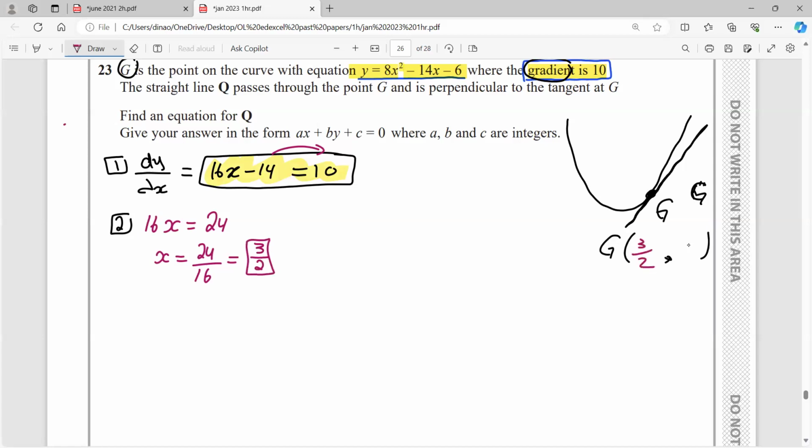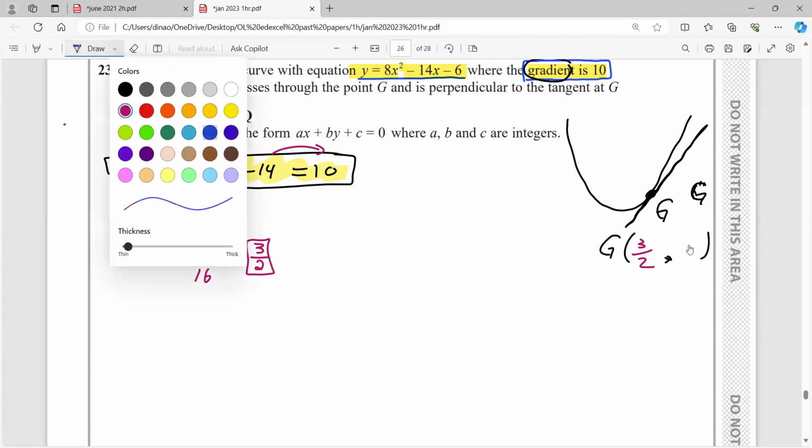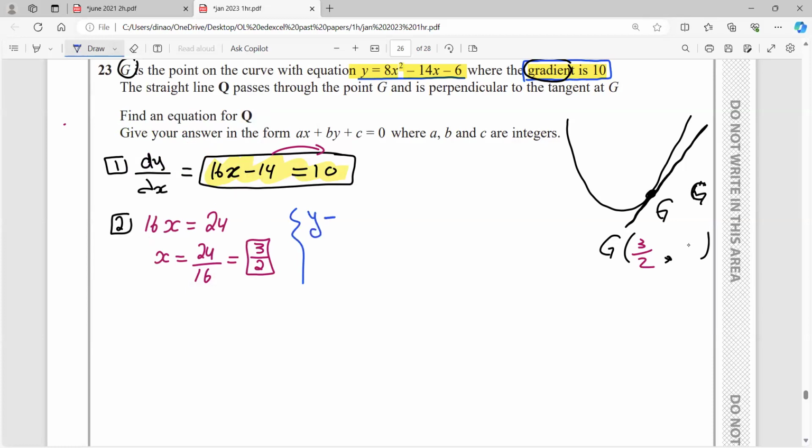Do I need to find the y coordinate? Let's see. If you want to find it in the exam, just in case, no problem. Let's find it, we won't lose anything. Let me find the y coordinate of point G. I substitute in the original: 8 times 3 over 2 squared minus 14 times 3 over 2 minus 6, if I want the complete ordered pair of point G. It came out negative 9. So now we are done with point G.